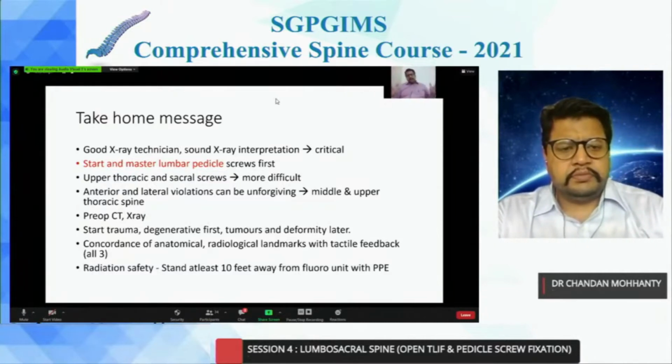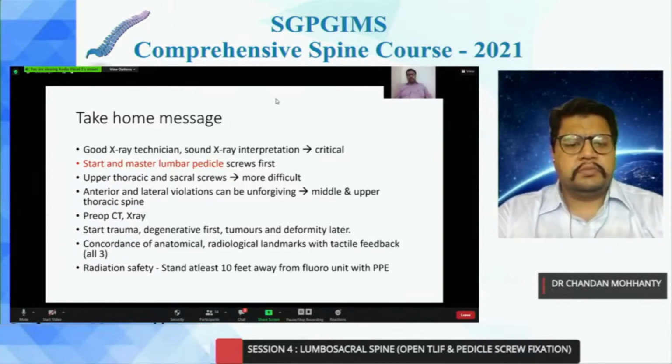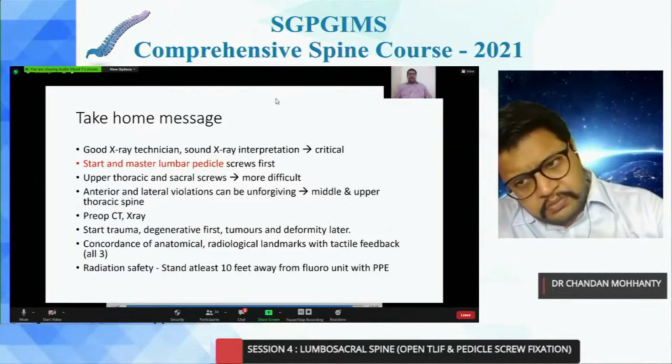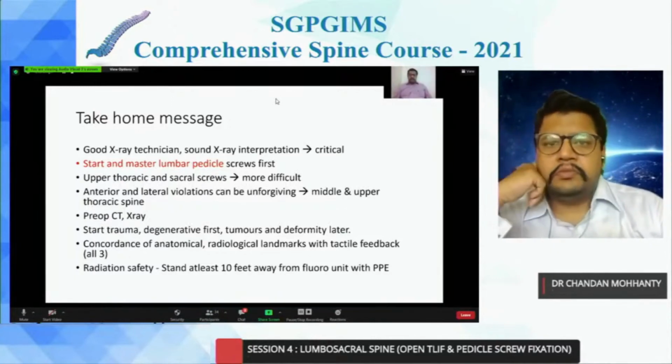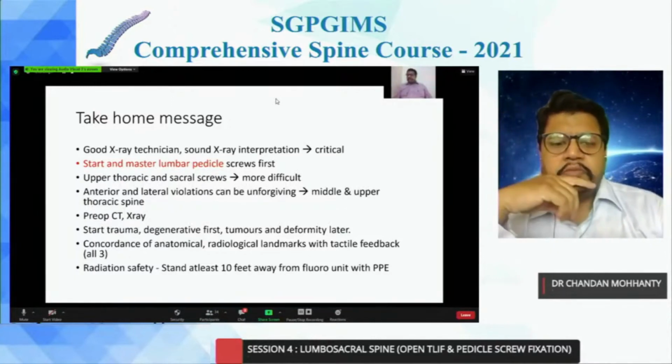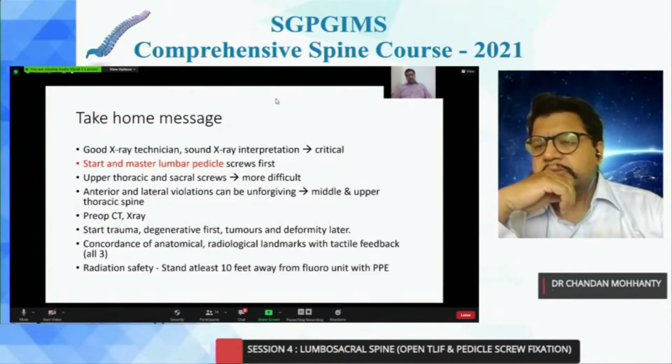There should be a concordance when you're beginning. There should be a complete concordance between anatomical, radiological landmarks with the tactile feedback. In deformity, you have an additional measure of safety in the form of direct electrophysiological stimulation of the pedicle screw to see if there is any breach. Radiation safety obviously is extremely important. You need to stand at least 10 feet away from the fluoro unit with adequate PPE protection.